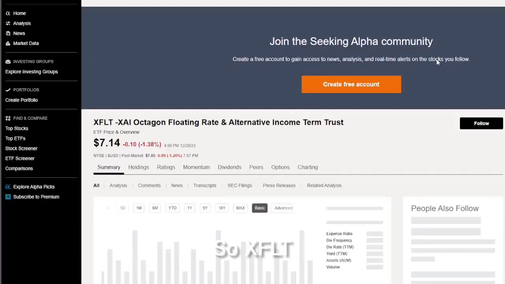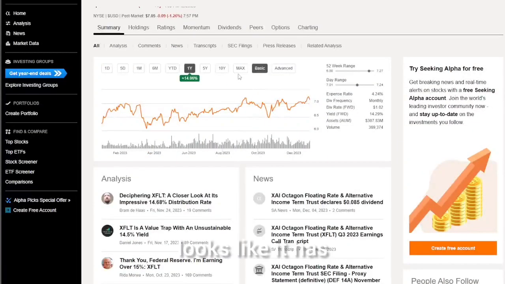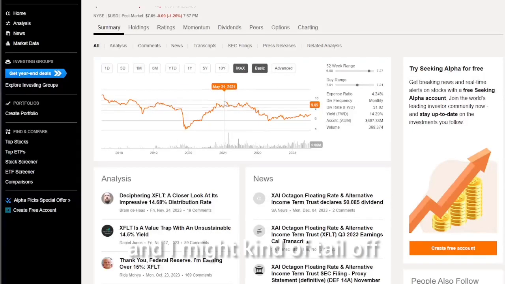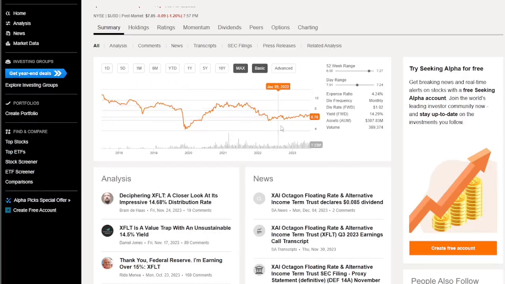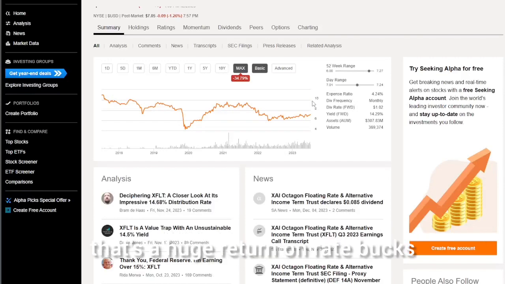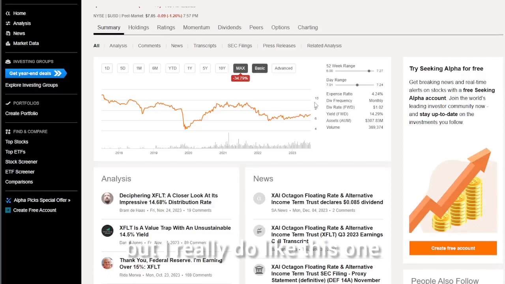So XFLT, I'm probably gonna keep buying until it gets to about $8, and then I might kind of tail off, because it looks like it's kind of capped at this $10. So I think anything above $8, if it goes up to $10, that's a huge return for $8. So I have some growth opportunity, but I really do like this one. It pays out a great dividend rate of 14%.